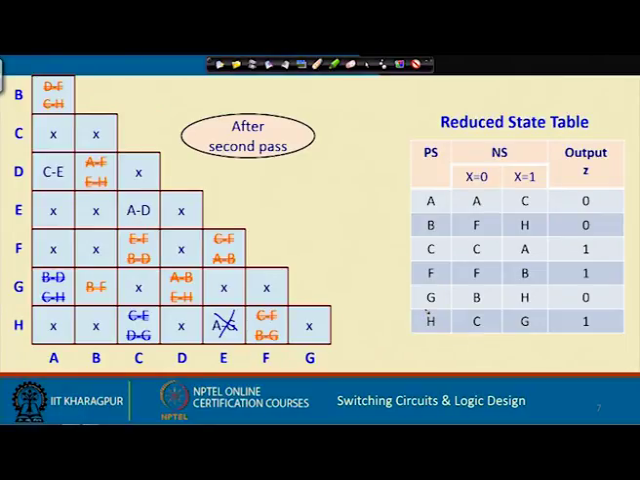So, from the initial table you arrive at this final table, which you will see from 8 rows we have come down to 6 rows. Okay. This is the basic idea behind state minimization.